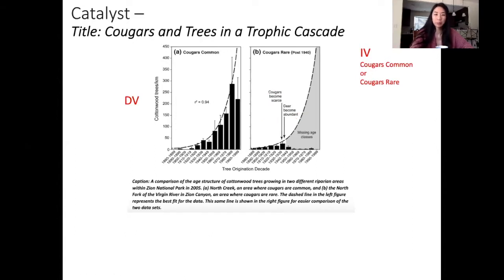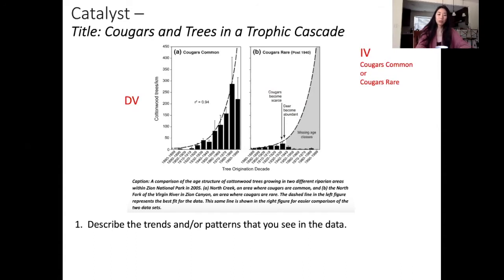The second day, number one, describe the trends and or patterns that you see in the data. So we've been doing this all year. I ask you, what does the graph look like? What conclusions can you make? The general thing I saw from most of you is, a lot of you said when there are cougars, there's more trees. When there's less cougars, there's less trees. That's fine.